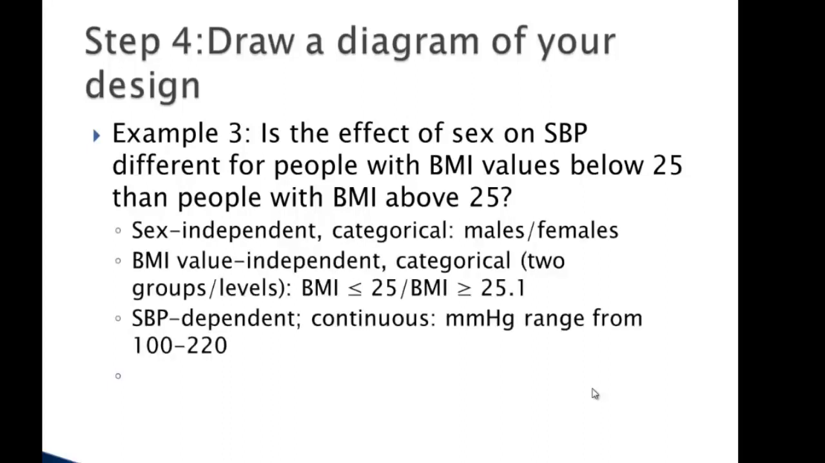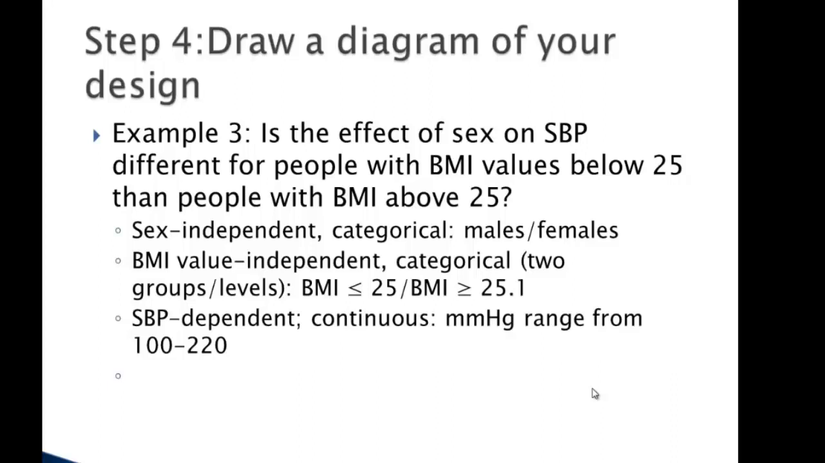So now we have three variables we're dealing with. We've got gender or sex, which is again an independent categorical variable with two levels, male, female. We have BMI value, which again is our independent variable, and it's also categorical with two groups or two levels. And we still have our outcome variable, blood pressure, that's continuous.